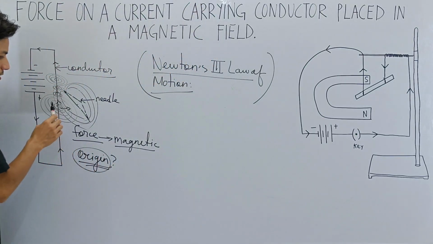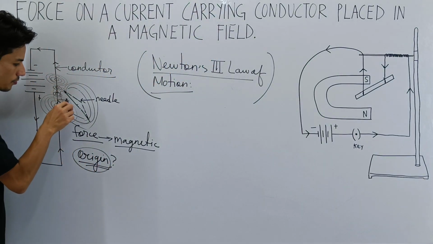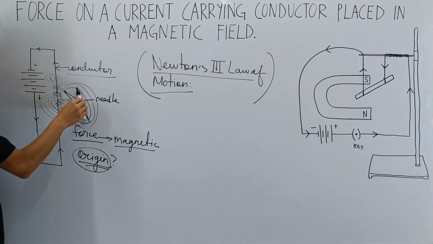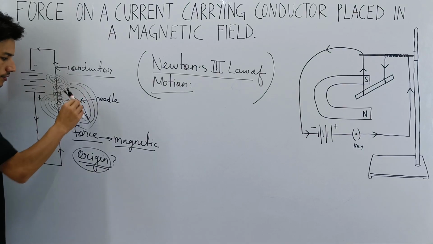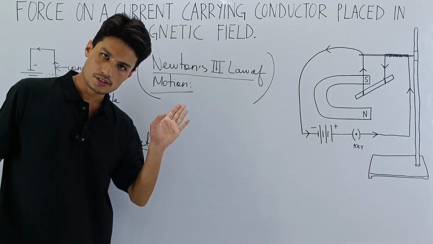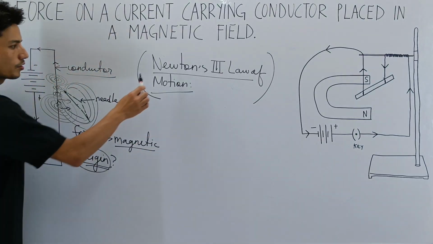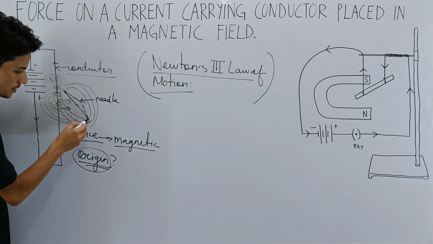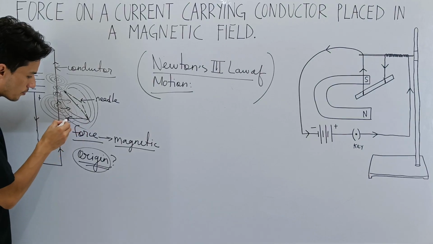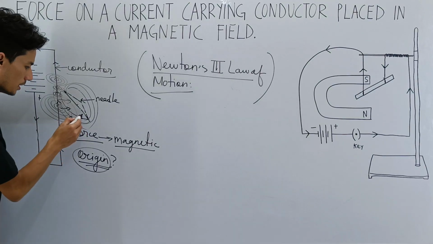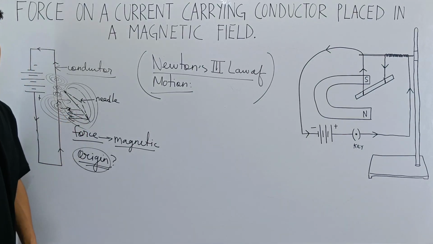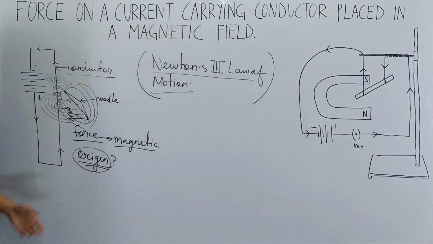That means the conductor is exerting a force on the needle, because of which the needle undergoes deflection. Following Newton's third law of motion, we come to know that even this magnetic needle is exerting an equal and opposite force on the current carrying conductor. But the current carrying conductor is not undergoing deflection. It remains in its original position, whereas the needle is the one that undergoes deflection. Okay, why?